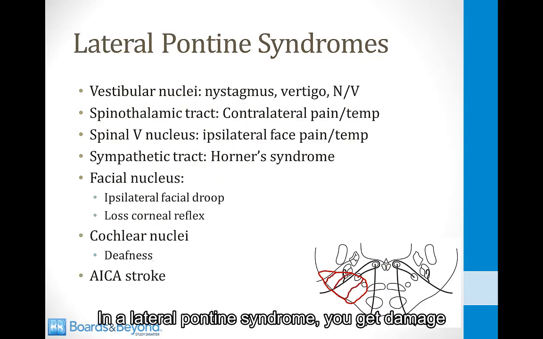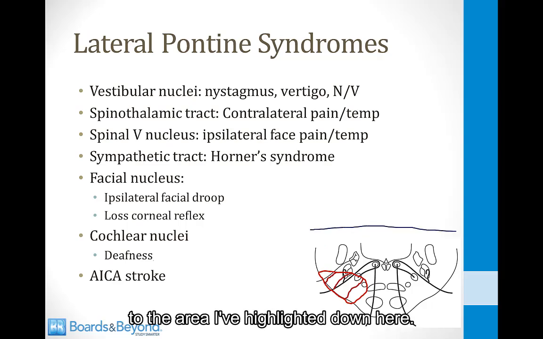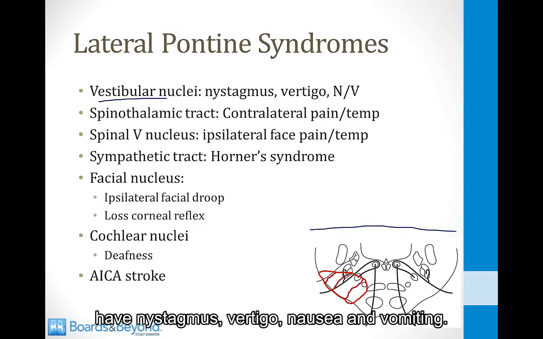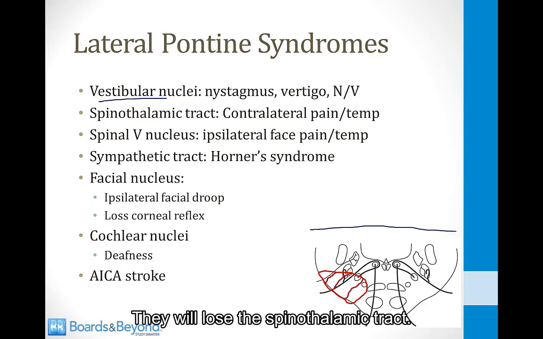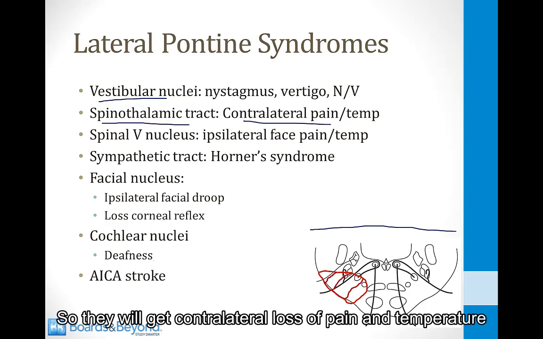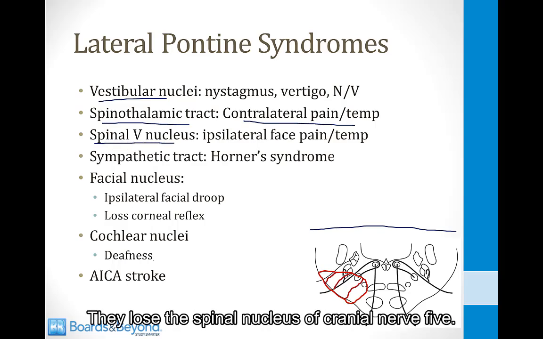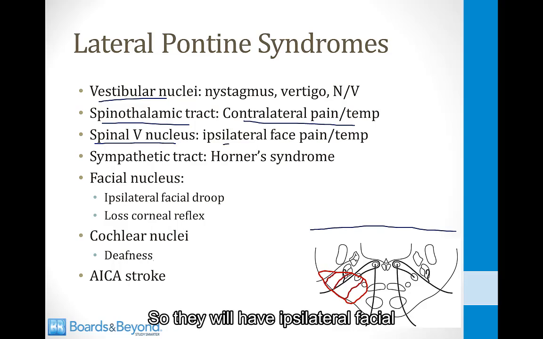In a lateral pontine syndrome, you get damage to the area I've highlighted down here. So you will lose your vestibular nuclei, and patients will have nystagmus, vertigo, nausea, and vomiting. They will lose the spinothalamic tract, so they will get contralateral loss of pain and temperature in the arms and legs. They lose the spinal nucleus of cranial nerve 5, so they will have ipsilateral facial pain and temperature loss.